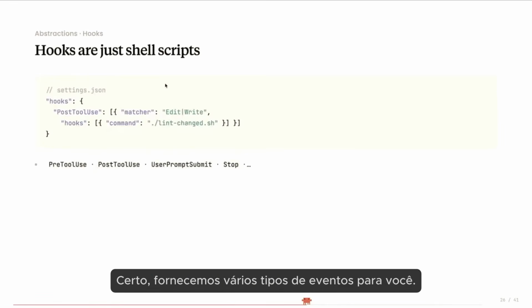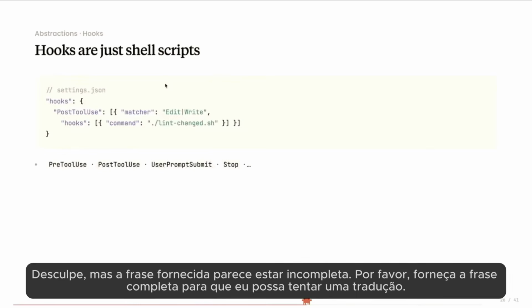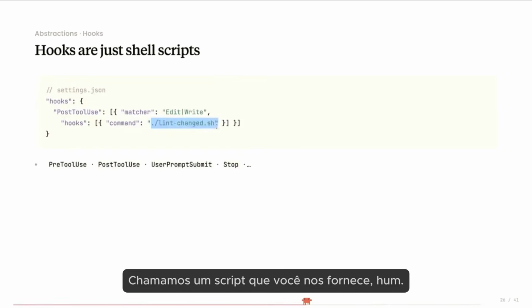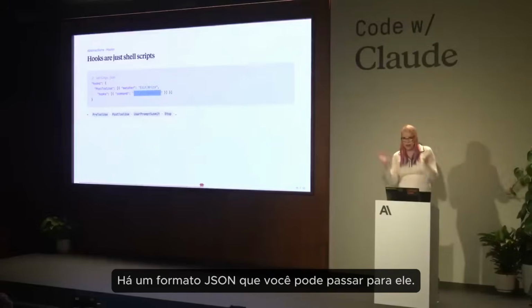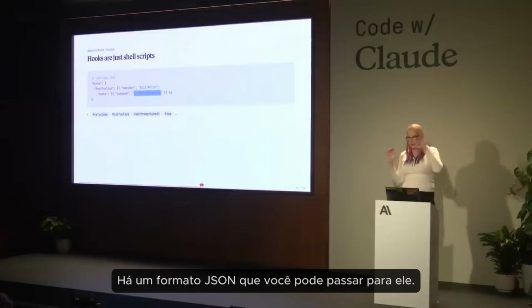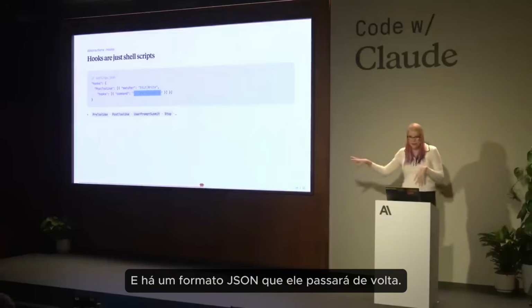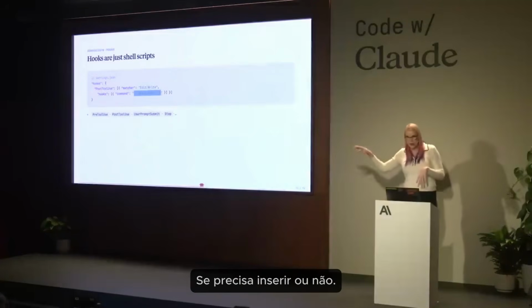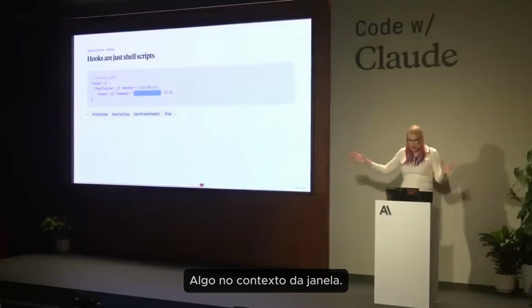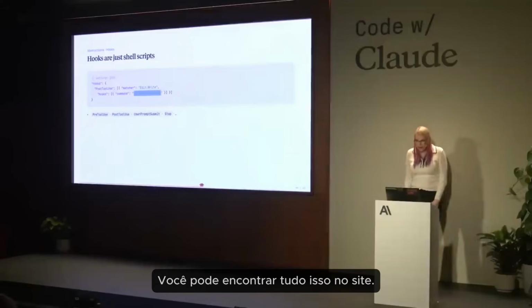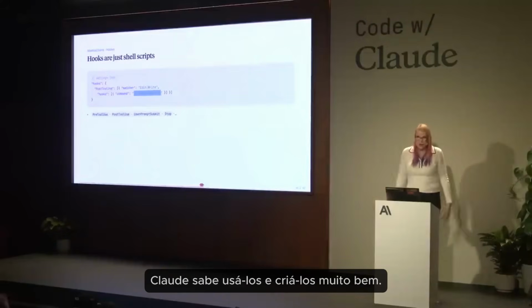We give you a bunch of different event types to trigger on, and then we just call this script. We call a script that you give us in a special way. There's a JSON format that you can pass to it, and there's a JSON format that it'll pass back in order to determine whether or not it needs to insert something into the context window. You can look up all of that on the website. Also, Claude knows how to use them and create them very well.